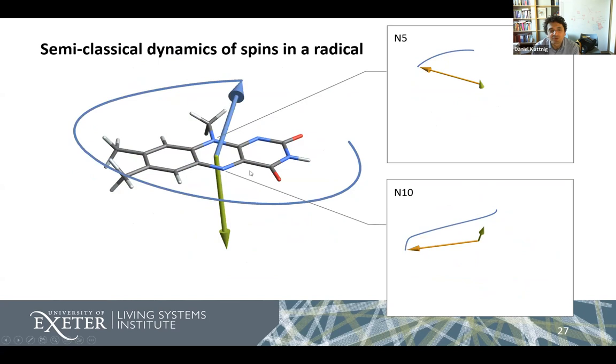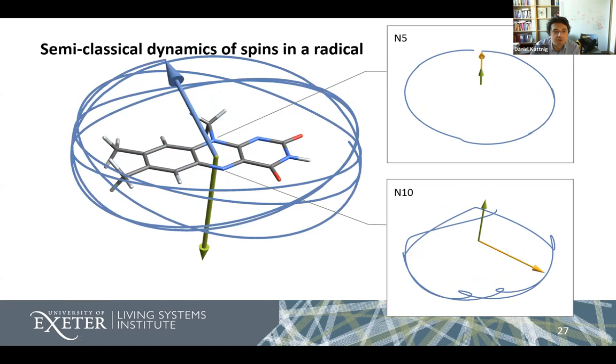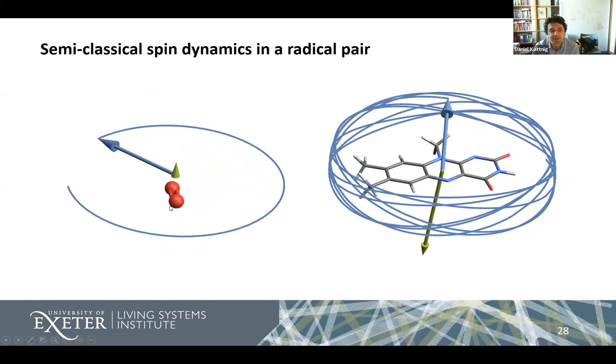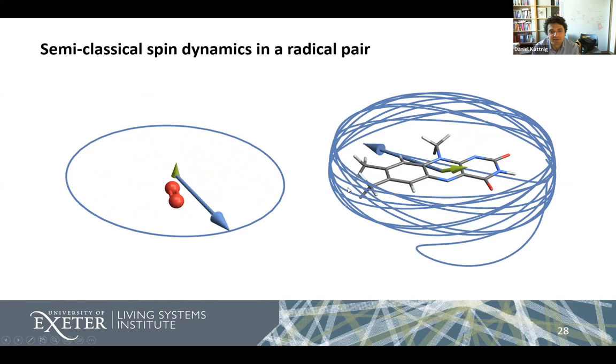And those all coupled together to give rise to this rather complex motion. If we combine this motion with the motion of the spin in the second radical, like for example, here in a superoxide molecule, which doesn't have any hyperfine interactions, then this is the combined picture that describes the radical pair. So this one is relatively simple.